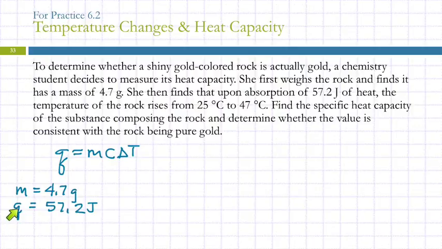For the rock, is this a positive or negative? It's positive. It absorbed heat. Money coming into me is positive. And then we've got temperatures. So remember that delta means final minus initial. So delta T means the final temperature minus the initial temperature. Well, what's the final temperature here? 47 degrees Celsius. And the initial temperature is 25.